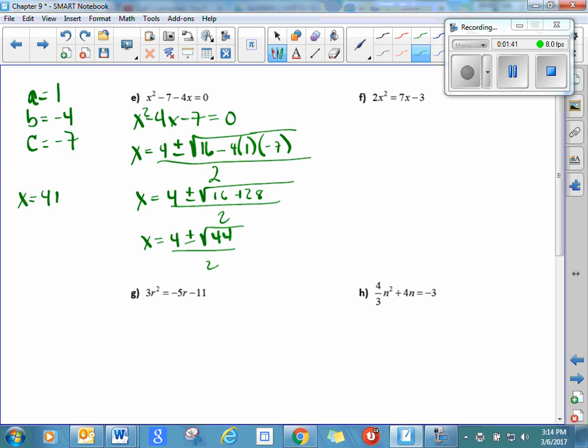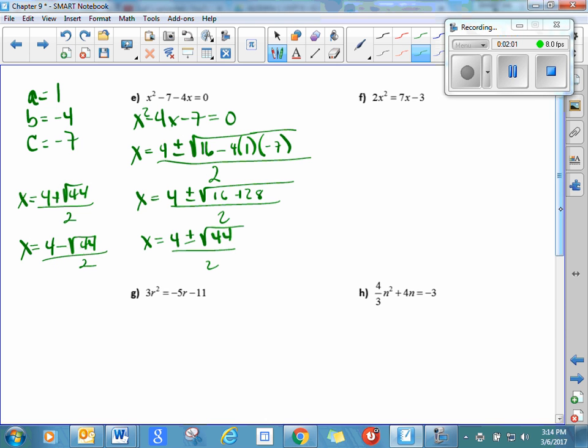X is equal to 4 plus the square root of 44 over 2, and x is equal to 4 minus the square root of 44 over 2. And again, you could hop on your calculators and figure out an approximation for the square root of 44 if necessary. I'm going to skip F. You can put that in standard form and do it.